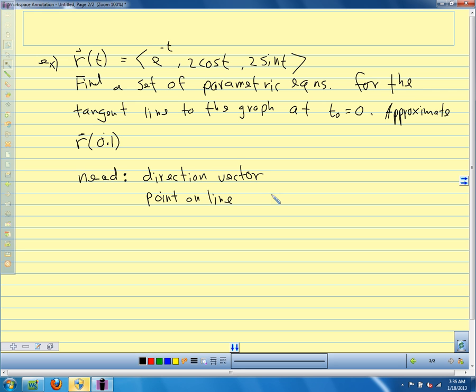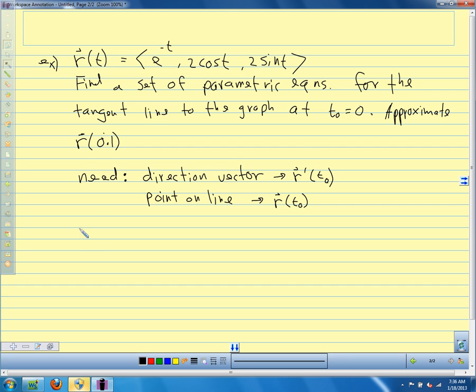What's r prime of t going to give us? Our r prime is going to give us our direction vector, because r prime is tangent to the curve. So our direction vector comes from r prime of t. And how can we get a point on the line? Plug in 0 into r. So a point on the line is going to be r of t0, and I'll put the t0 here. The direction vector is going to be r prime at t0. So this gives us our point, this gives us our direction vector, and then we can write our parametric equations.